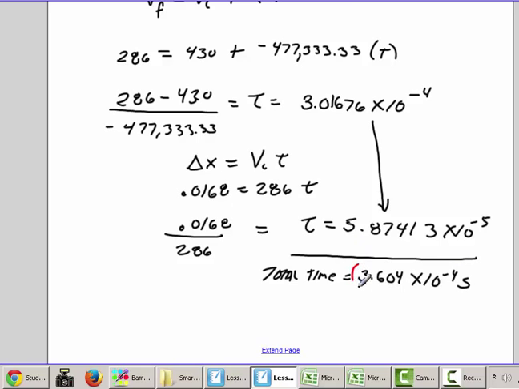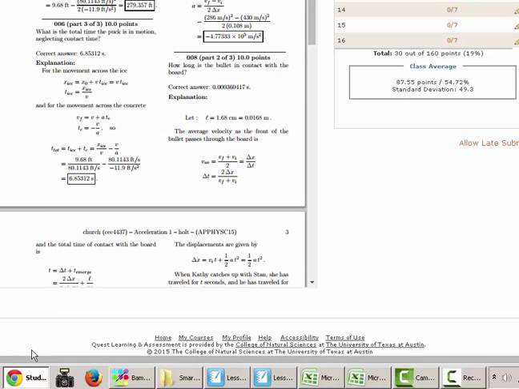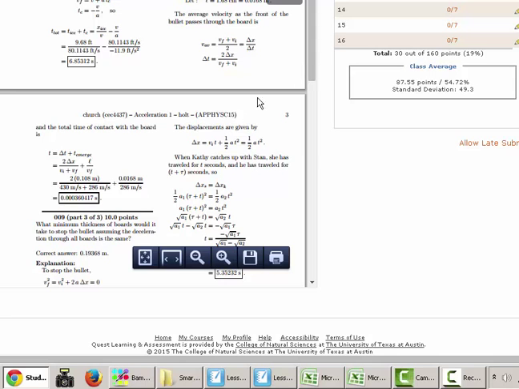So that's the time. You have to consider that last little bit of time that the bullet travels the rest of the way through the board. We'll go back to UT and just see if that time is right. And it is. So they got 3.6. Okay. So far, so good.